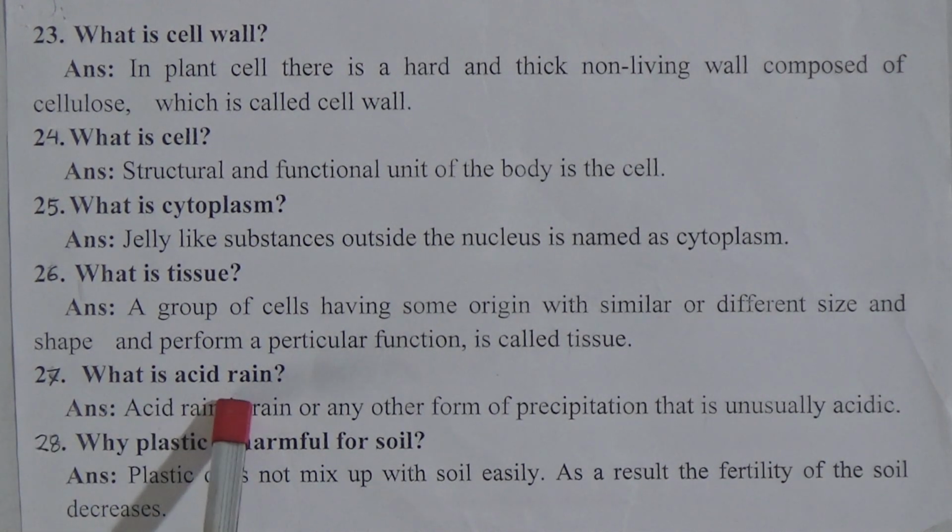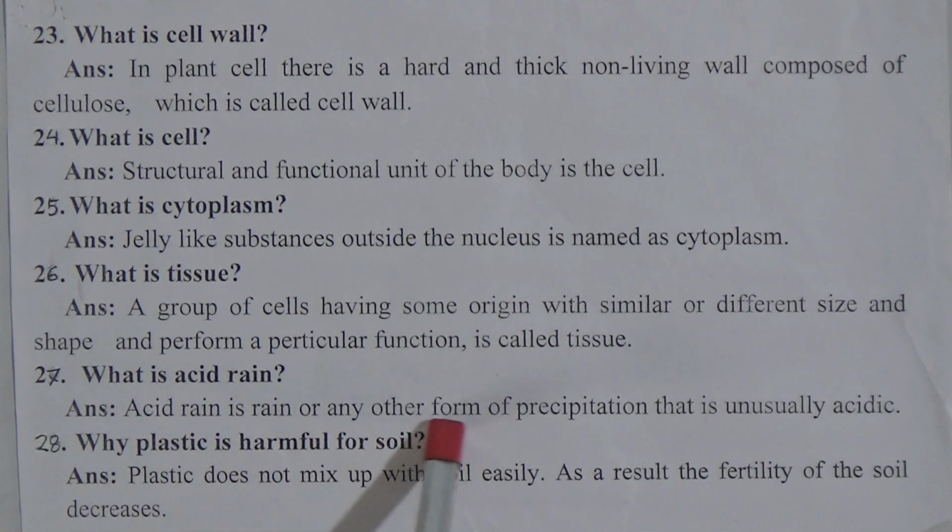Now 27 number question. What is acid rain? Answer is, acid rain is rain or any other form of precipitation that is unusually acidic. I am repeating this answer. Acid rain is rain or any other form of precipitation that is unusually acidic.